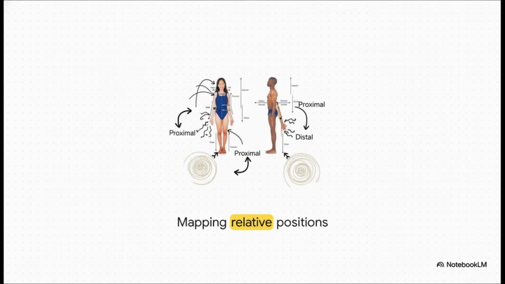Now, if we map these relative positions specifically to our limbs, proximal means a structure is in close proximity, or closer to a limb's point of attachment to the trunk. Distal means it's situated at a distance, or further away. So your shoulder is proximal to your elbow, but your fingers, those are entirely distal to your wrist.